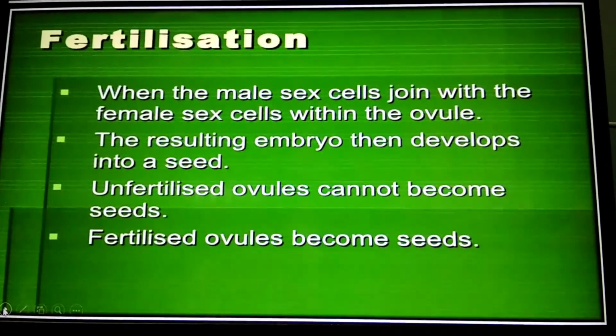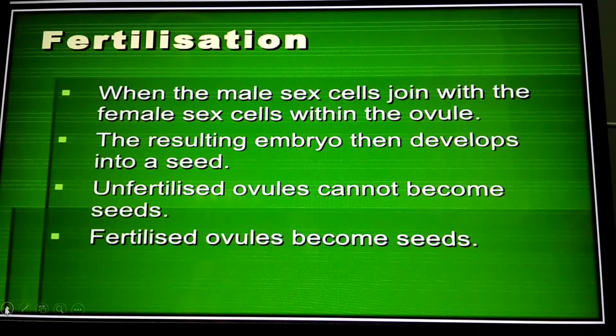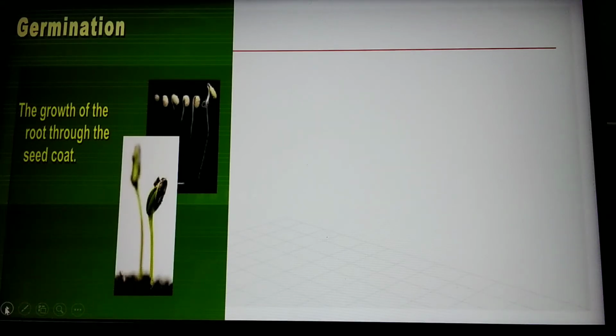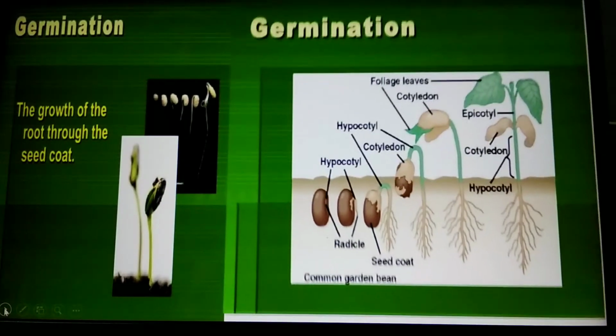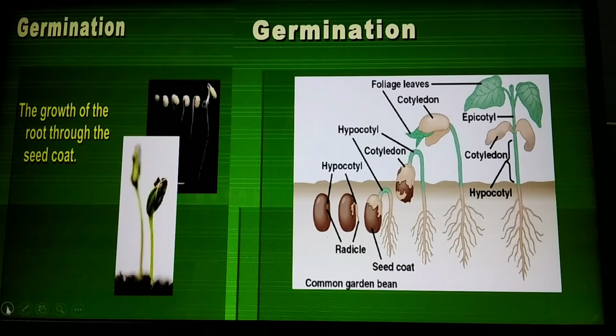Now, in short, when the male sex cells join with the female sex cells within the ovule, it results in the formation of an embryo, which then develops into a seed. Unfertilized ovules cannot become seeds. Fertilized ovules become seeds. After seed formation, the growth of the root through the seed coat and the formation of the shoot system is called germination. Now these are the four stages of germination. This is a common garden bee.